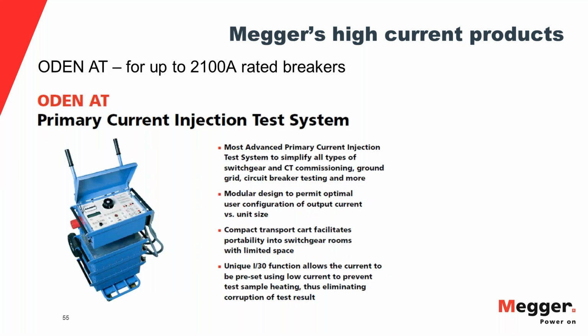Then you have the Odin, which can test up to 2100 amp rated breakers. It can be moved around in a cart, so it's portable. There are current modules in it. You can use 1, 2, or 3 modules depending on your current requirements.